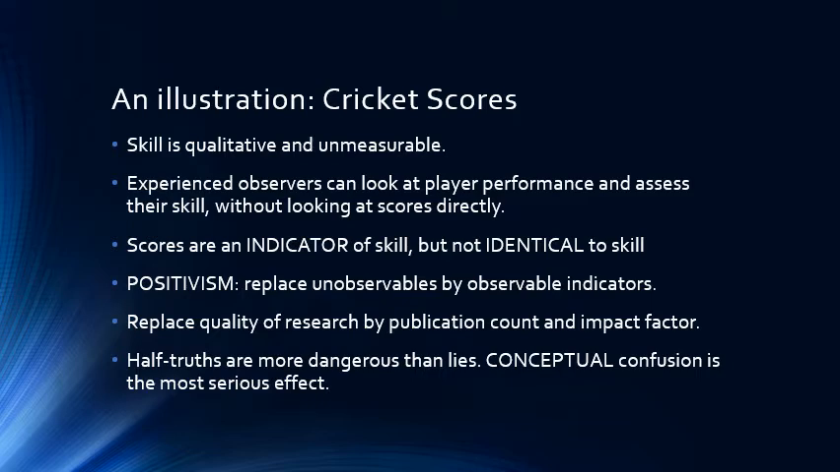So this is a half-truth. I mean, there is something to this. The number of publications and the cricket score do actually indicate skill, but the relationship is imperfect. And so the half-truth is more dangerous than an outright lie. And the real problem is the conceptual confusion. Instead of thinking that there is a skill and there is a score and these two are different, one starts thinking that these two are the same thing. The skill is just the score. And that's really the problem that emerges from positivist thinking.